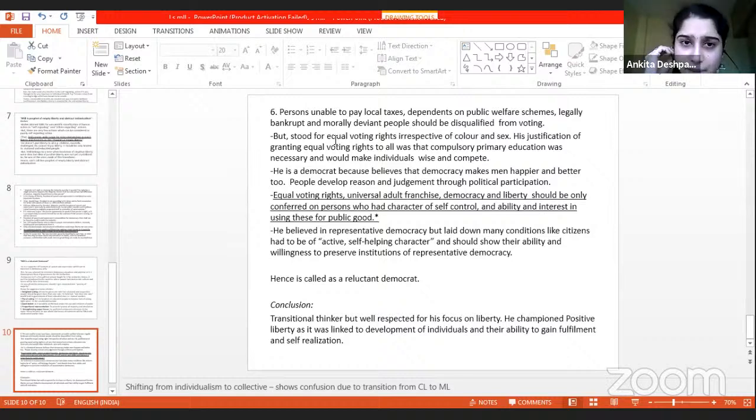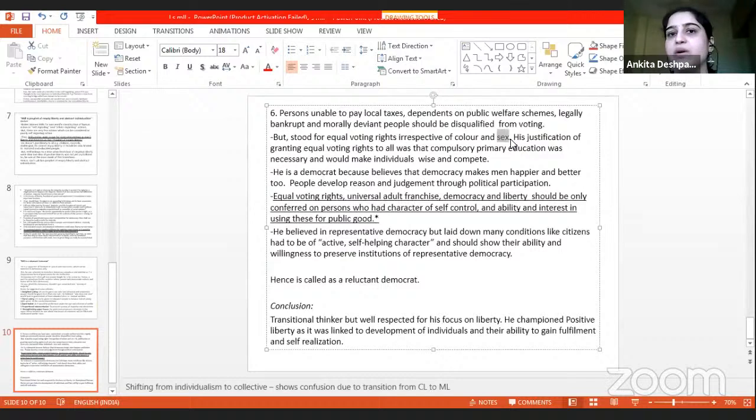But he stood for equal voting rights irrespective of color and sex. J.S. Mill, his greatest contribution apart from liberty, has been his belief that women also need to be treated as an equal sex compared to men. He believed that women should enjoy the right to equal voting. See, he's giving the right to equal voting to women also.